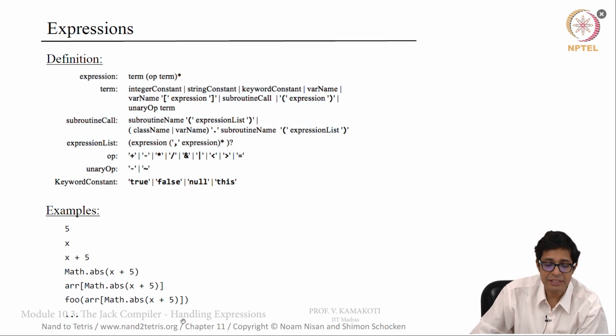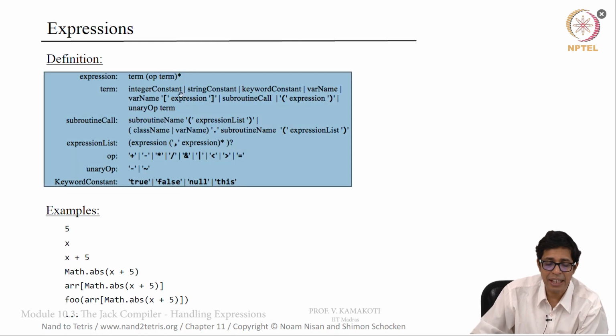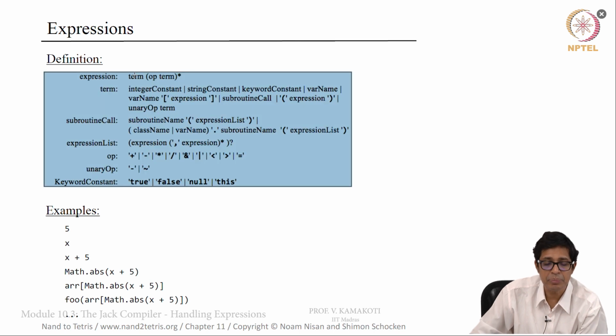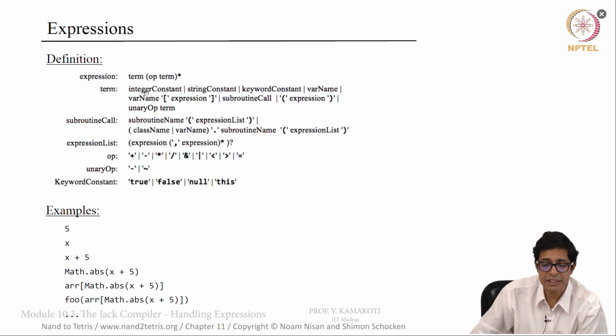That expression essentially has one term to start with, and that term is a var name followed by a square bracket. So arr is the var name followed by an opening square bracket, ending with a closing square bracket, and inside that there is an expression. That new expression is a subroutine call, because that new expression has a term, and that term has a subroutine call.